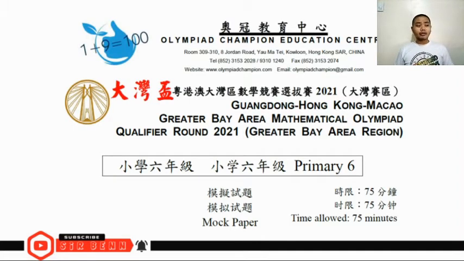I am here to discuss some of the items in the Guangdong, Hong Kong, Macau Greater Bay Area Mathematical Olympiad Qualifier Round 2021. This is the Greater Bay Area region. This is the mock paper for the primary 6. In the Philippines, this is a mock paper for grade 6 and we call this the BBB contest. In discussing some of the items in this mock paper, my approach would be as basic as possible. As much as possible, I am not going to use a high school concept. So let us start with the first one.